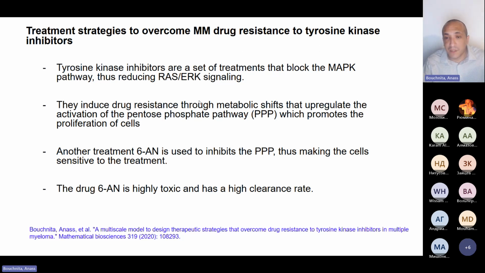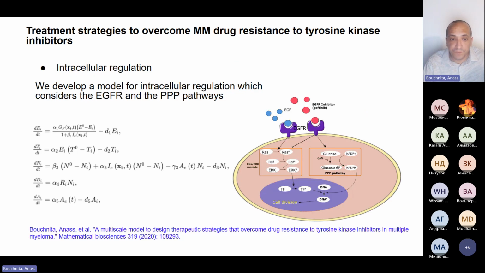This type of treatment strategy only works when the cell does not have any mutations in the RAS or RAF proteins. The challenge is that this PPP inhibitor 6AN is both highly toxic and has a high clearance rate. So this is why we wanted to do optimization, because you cannot prescribe a high dose of this drug since it's highly toxic. And also when you prescribe a dose, it clears very fast.